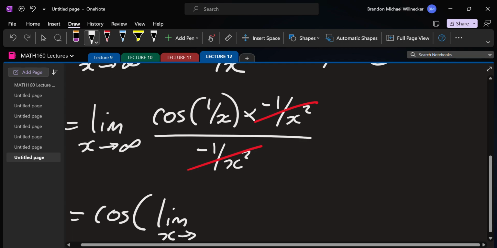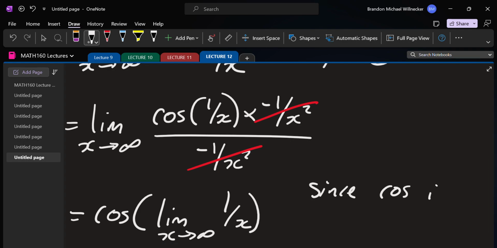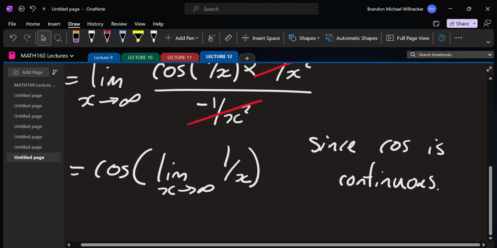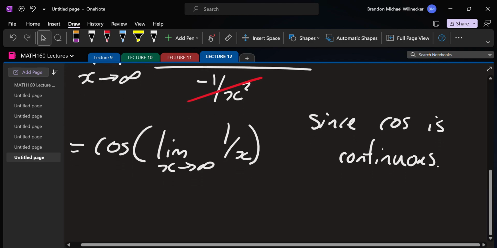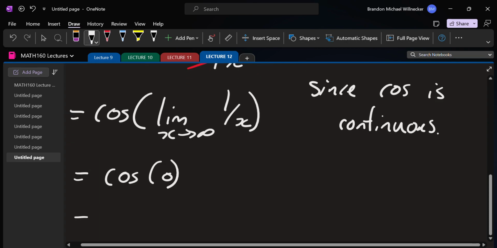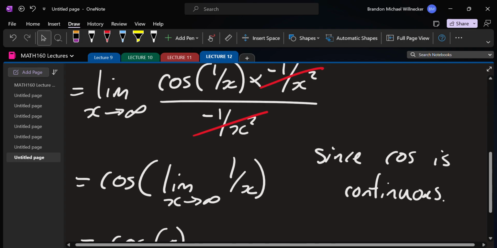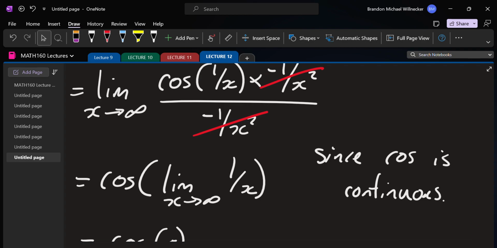So, how do we evaluate this limit? Quite easily. We know that cosine is continuous, which means the limit can jump inside. So this is going to be cos of the limit as x goes to infinity of 1 over x, since cos is continuous. If a function is continuous, the limit can go inside or outside, depending on what you want to do. The inside limit is easy: the limit as x goes to infinity of 1 over x is just 0. And cos of 0 is just 1.